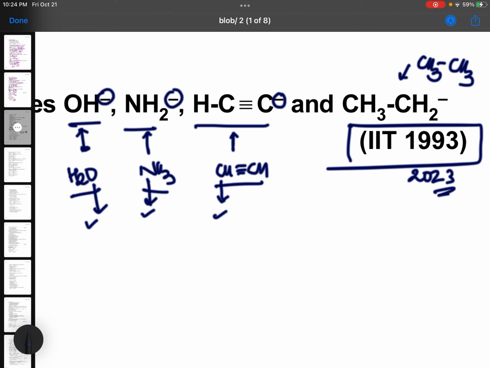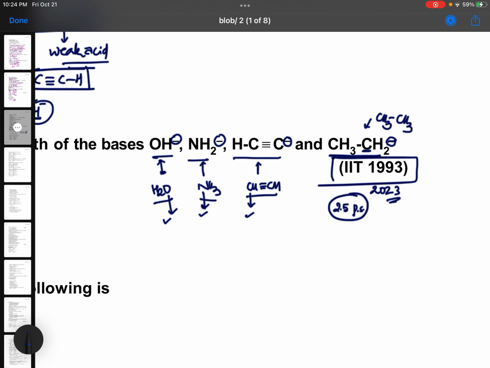They can hold it. But this carbon is very less electronegative, just 2.5 on the Pauling scale. It can't hold the negative charge properly. When it can't hold negative charge properly, it is going to attract compounds very, very easily. So this is going to be the strongest base. He is asking the strength of the base. This is the strongest base.